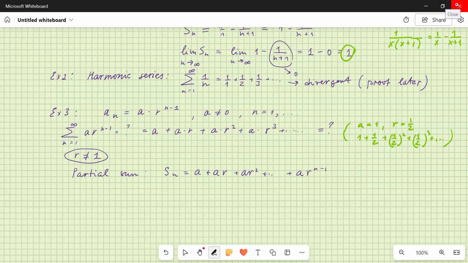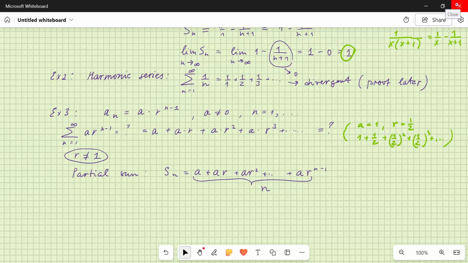And Sn shows the sum of n terms. If you have n terms here, this is term 1, term 2, term 3. You see that the number of a term is 1 unit greater than the power of r. So term number n is going to have the power n minus 1, right? That's Sn.